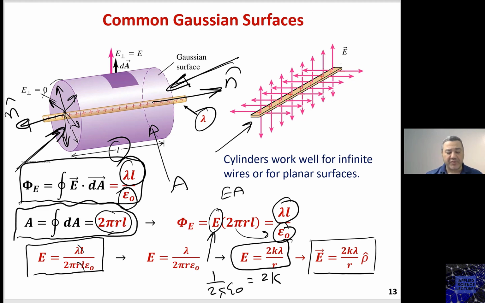We can derive the electric field from Gauss's law, knowing the area of the Gaussian surface that we will be using.